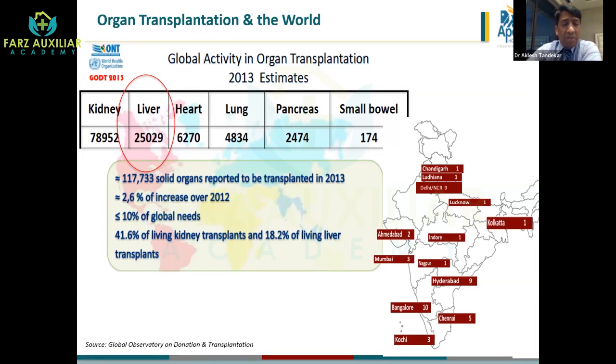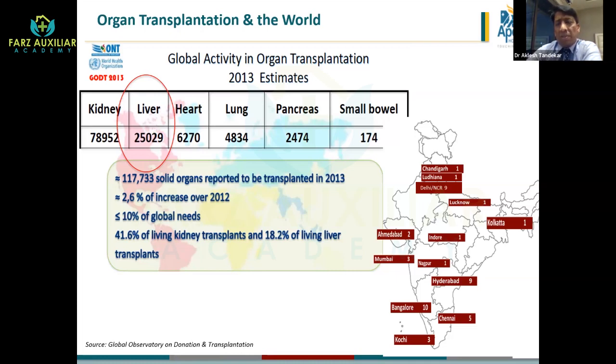And if you see, approximately 2.6% increase in organ donation has happened over the last decade or so. But we are able to meet less than 10% of the need of organs that are required. Out of these, maximum organ transplantations are happening in kidney. 41.6% of the transplants are kidneys, and only 18.2% are liver transplantations in India.